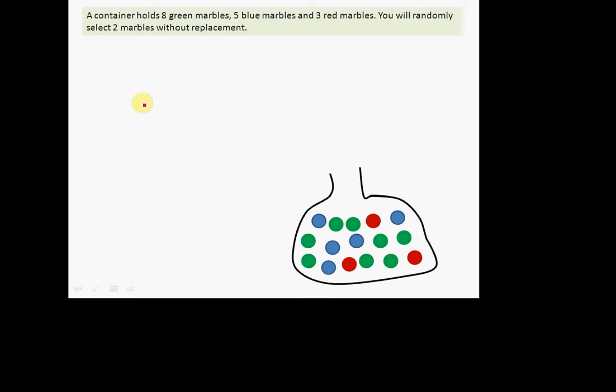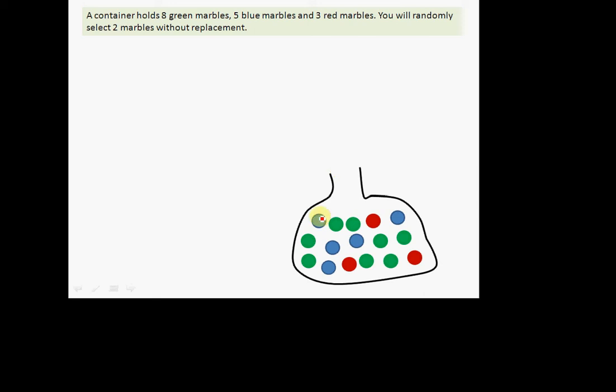Here are the directions. A container holds 8 green marbles, 5 blue marbles, and 3 red marbles. You will randomly select 2 marbles without replacement. So basically, let's put all the marbles in a bag, right? We're going to stick our hand in, pull a marble out, set it aside, and then stick our hand in again and pull another marble out.